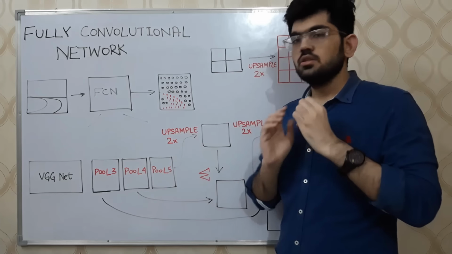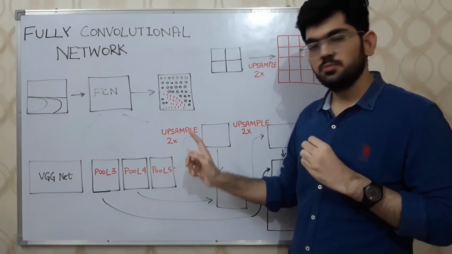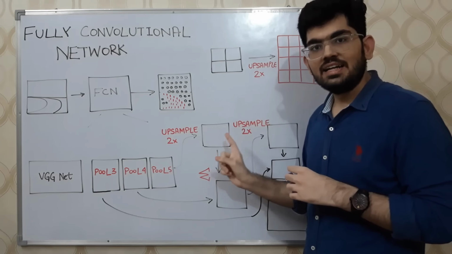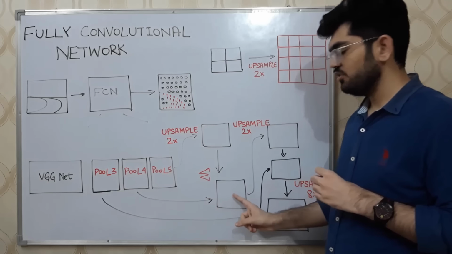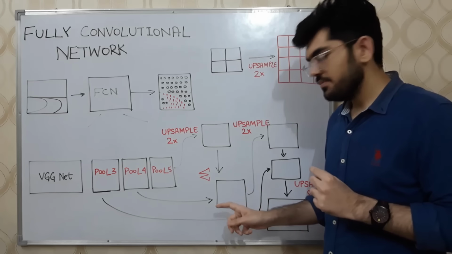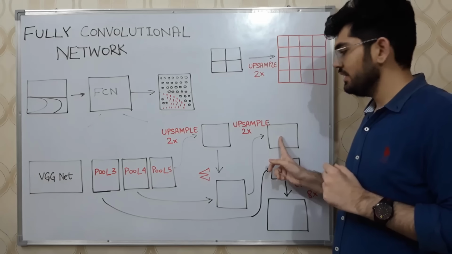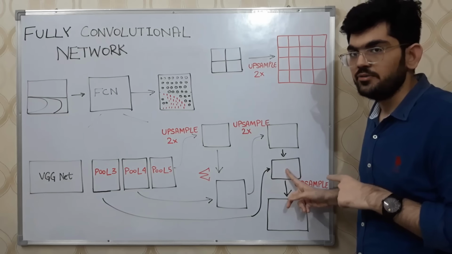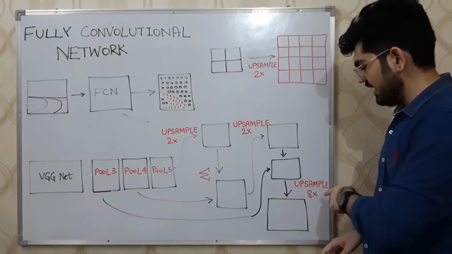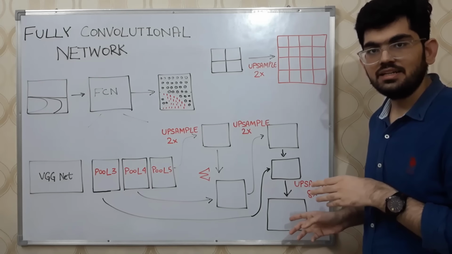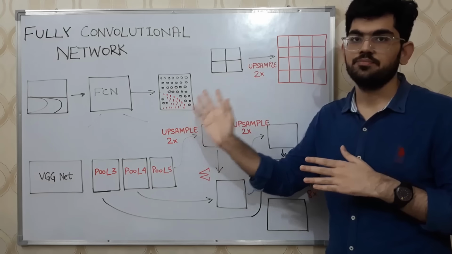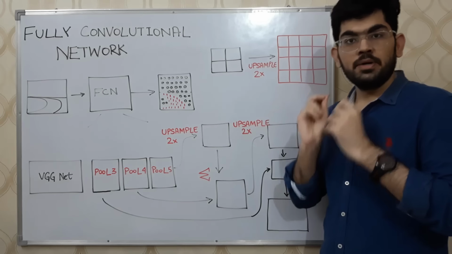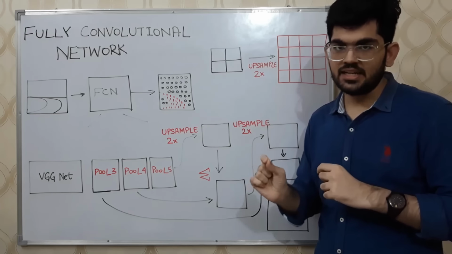What we do is extract the output of the last three convolutional blocks, which are pool 3, pool 4 and pool 5. First, we upsample pool 5 two times, so we have a bigger image over here. Then we add this output to the output of pool 4. Then we again upsample this output two times, and finally add the pool 3 layer. Finally, we upsample this output 8 times, and the final output that we get is the segmentation mask that we require. This long sequence is what constitutes the FCN architecture, or particularly the FCN 8 architecture.